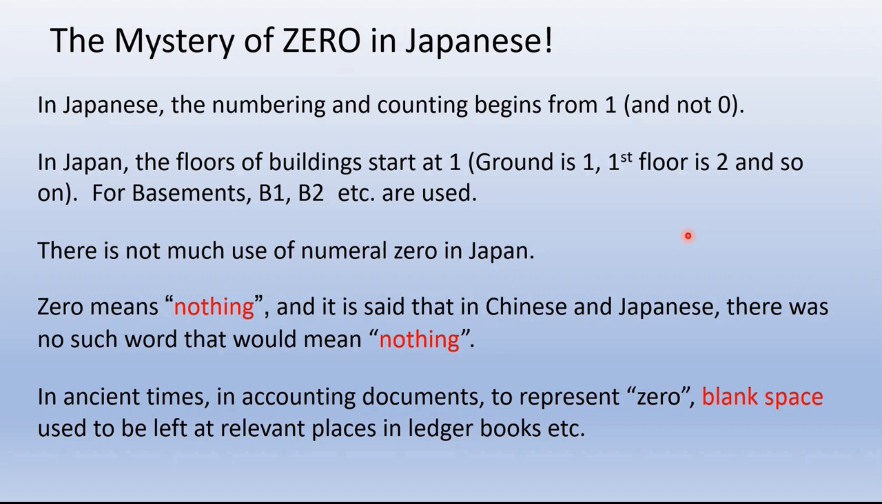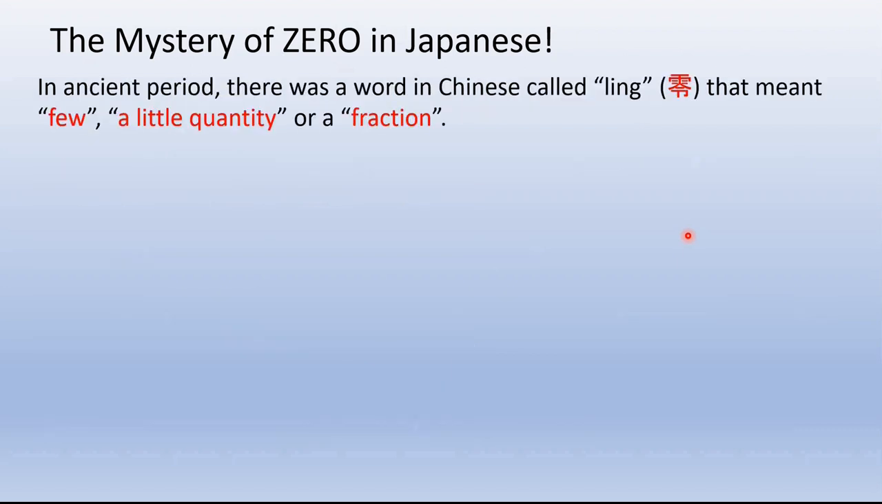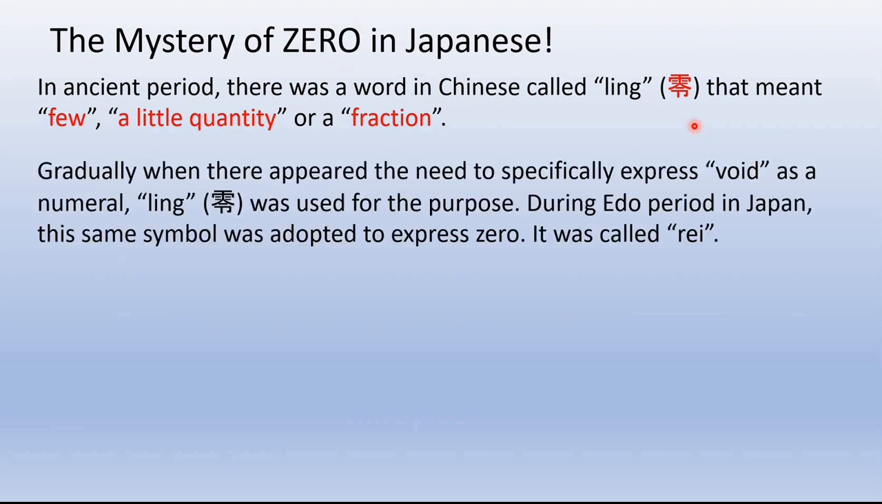or emptiness or void. In ancient period, there was a Chinese word called ling. The kanji symbol is this, and this ling meant few or a little quantity or a small fraction. So this was not totally 0, but a very small portion of something. Gradually, when there appeared the need to specifically express void as a numeral, this ling was used for that purpose. During Edo period in Japan, this same symbol was adopted to express 0. In Japan, it was called rei.